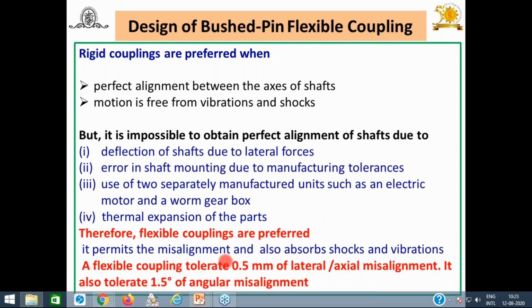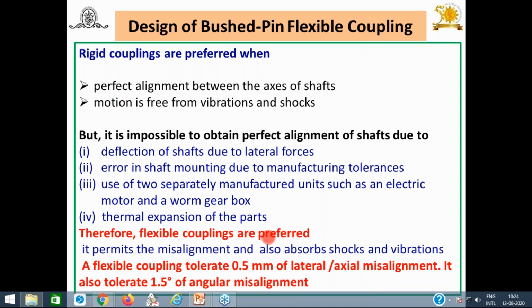Therefore, it permits the misalignment as well as absorbs the shocks and vibration. And why is the word flexible used? You have observed the video. In the video, you will find that on the pin the brass bush and rubber bush are provided. Because of this, the rubber bush helps to absorb these shocks and vibrations. And this rubber bush is a flexible element. That's why the name flexible coupling is given. Try to understand. That's why we say it's a bush pin type flexible coupling.